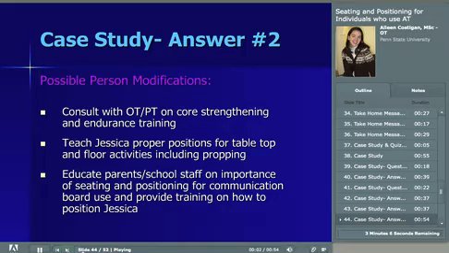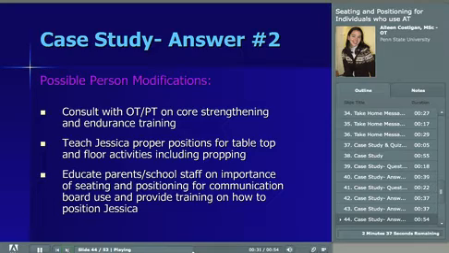Some possible modifications at the person level include consultation with an occupational and physical therapist on core strengthening and endurance training, teaching Jessica proper positions for tabletop and floor activities, including propping, educating parents and school staff on the importance of seating and positioning for communication board use, and providing training on how to position Jessica for such activities.